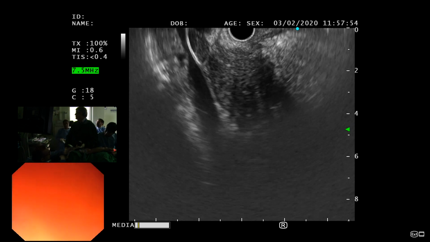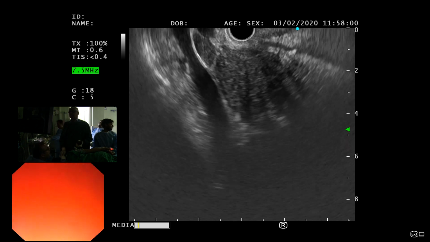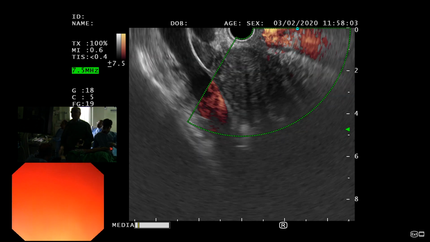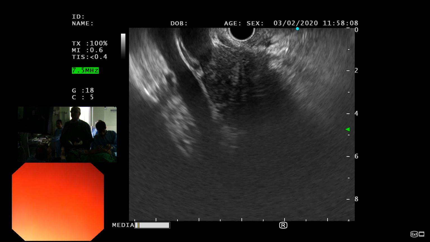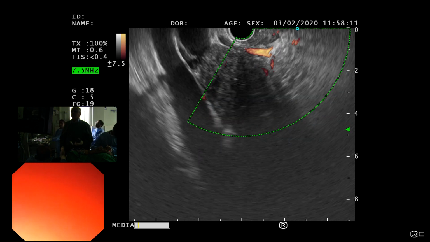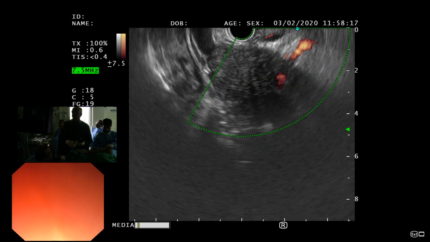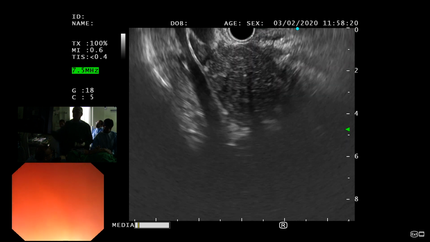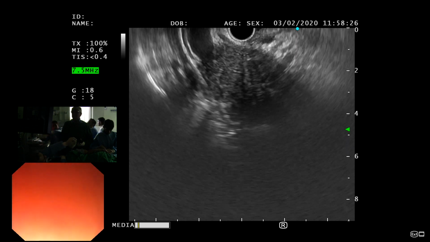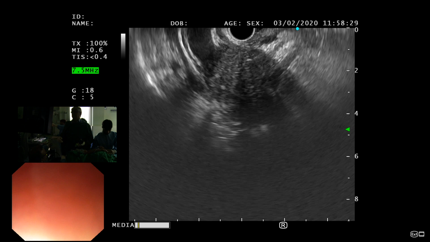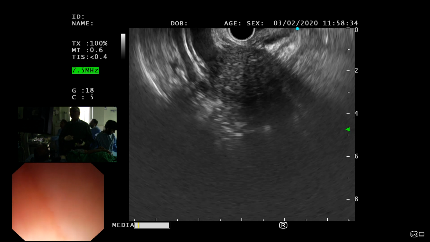No, they do not look like Doppler though. Yeah, that's my Doppler. This is not a vessel. Show the Doppler once.